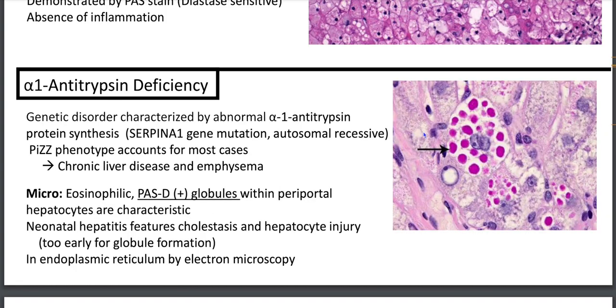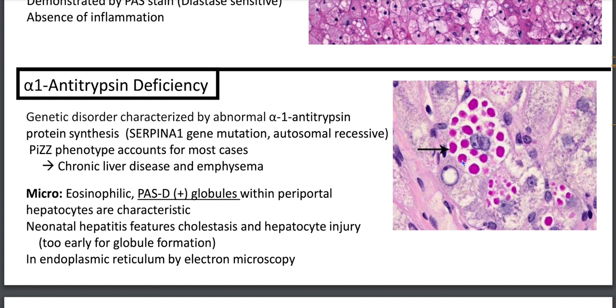Alpha-1 antitrypsin deficiency. Genetic disorder characterized by abnormal alpha-1 antitrypsin protein synthesis. This is due to a SERPINA1 gene mutation, which is autosomal recessive, and PIZZ phenotype accounts for most cases. And this can lead to chronic liver disease and emphysema, especially in relatively younger patients, like a 40-year-old who's an active runner but then develops emphysema.